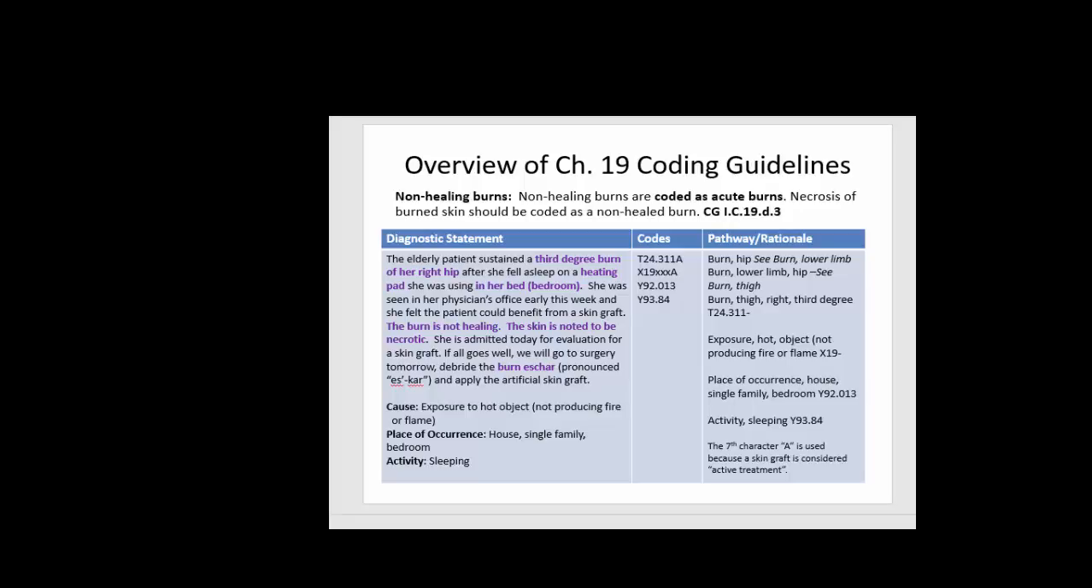Then you have 3 external cause codes. The X code is your agent of the burn, and that is the hot object, in this case, the heating pad. Then we have the 3 external cause codes. Everything requiring a 7th character gets a 7th character of A, because this is the initial encounter. It's an initial encounter because you have ongoing treatment of a burn. It hasn't healed. You're not in a routine healing phase. It's active treatment.